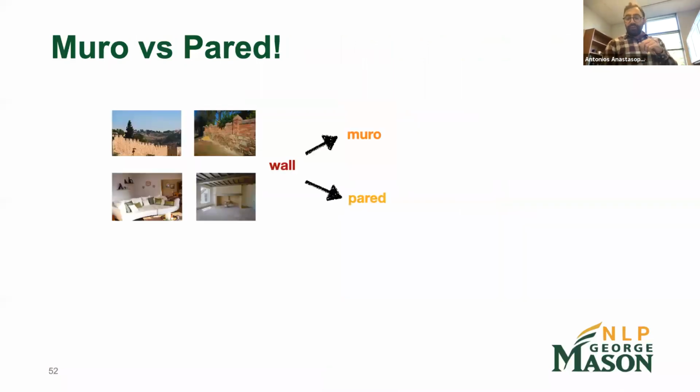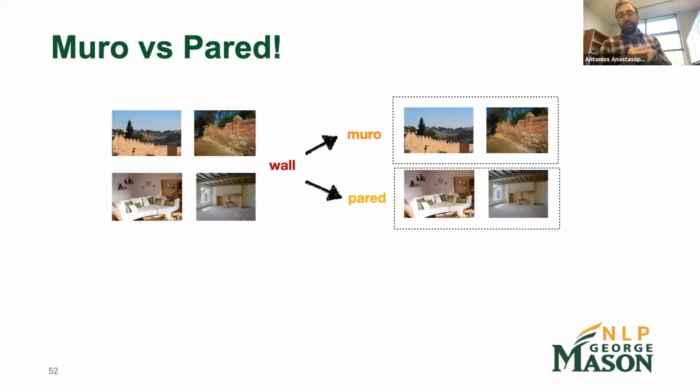Basically, the top images for muro are walls that are outside, like the city walls or a garden wall, and that's a muro. Whereas when you're referring to walls from the inside, like the inside walls of a house, the ones where you hang stuff up, then you'd use pared, all right?